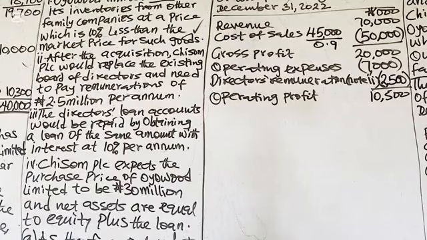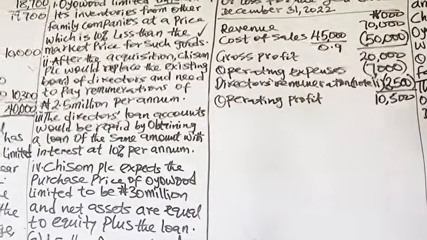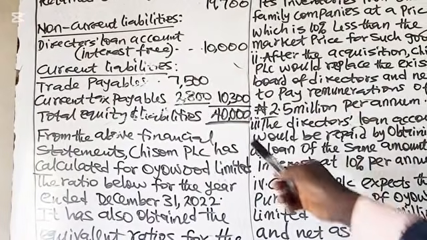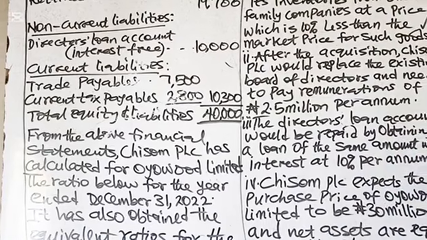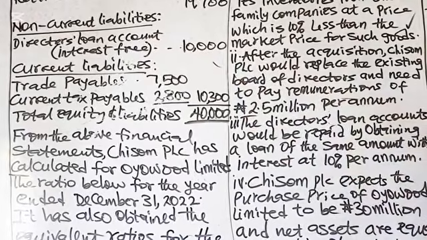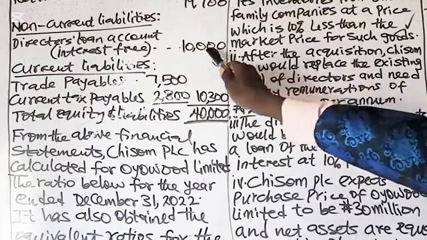So note 3, you were told the director's loan accounts will be repaid by obtaining a loan of the same amount with interest at 10%. Remember, if you check your non-current liabilities, you have a loan of 10 million. We have director's loan account, 10 million. And what note 3 is telling you is that the director loan account will be repaid. This loan of 10 million will be repaid. And once it is paid, it will no longer be in existence.